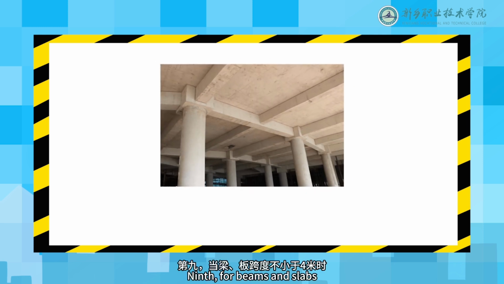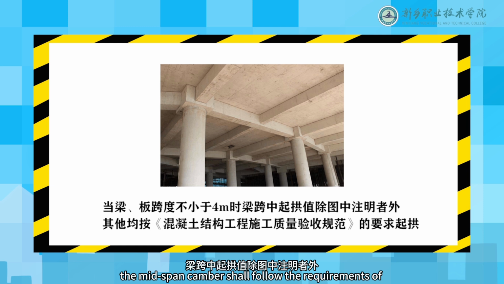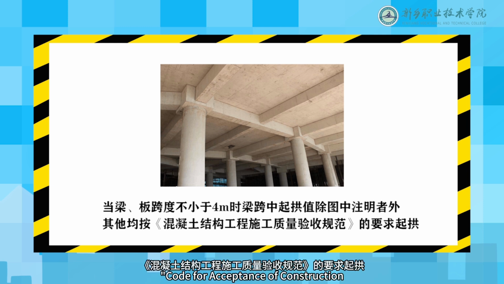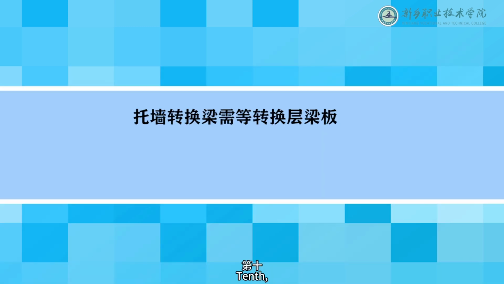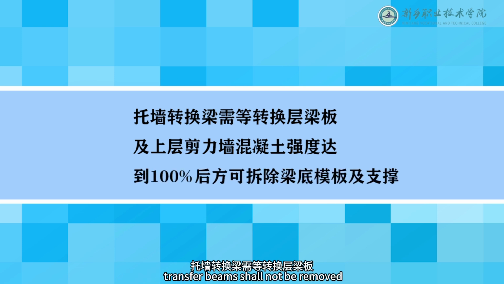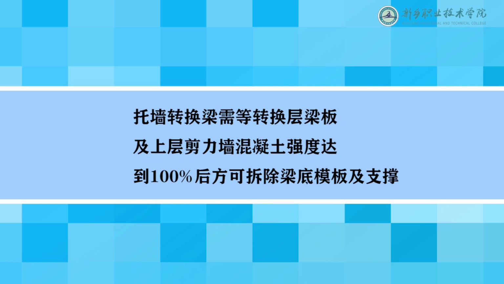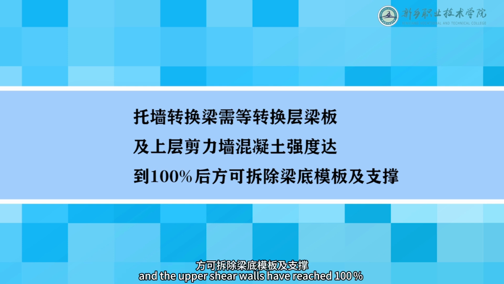Ninth, for beams and slabs with a span of not less than 4 meters, the mid-span camber shall follow the requirements of Code for Acceptance of Construction Quality of Concrete Structures, unless otherwise specified in the drawings. 10th, the soffit formwork and supports of wall-supporting transfer beams shall not be removed until the concrete of the beams and slabs at the transfer level and the upper shear walls have reached 100% of their design strength.